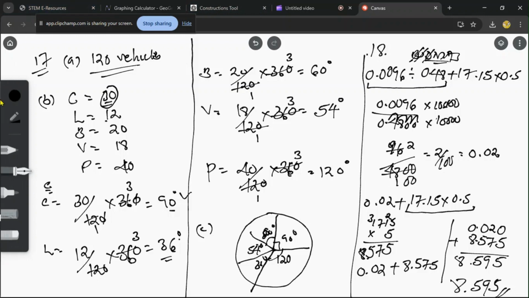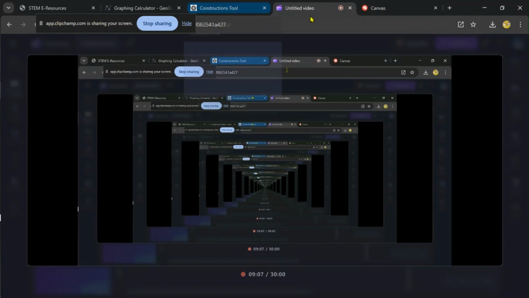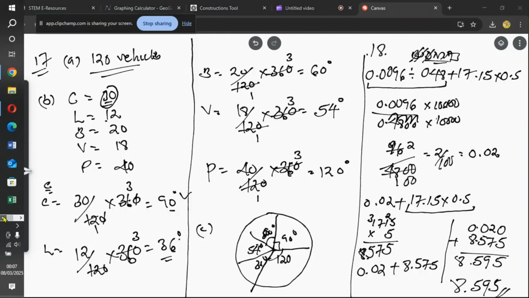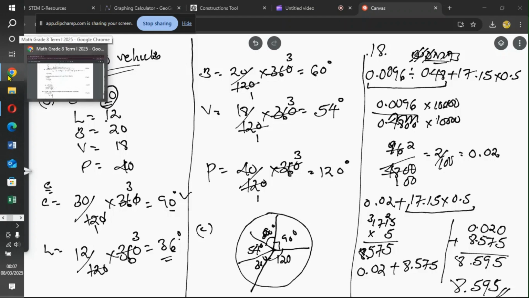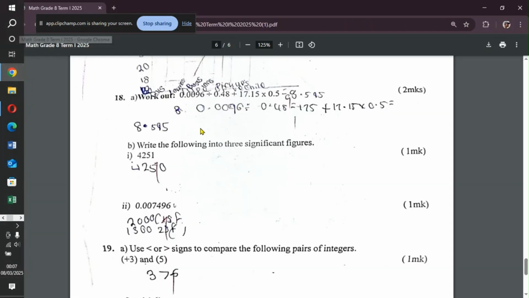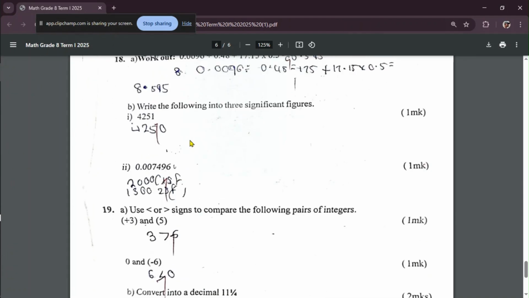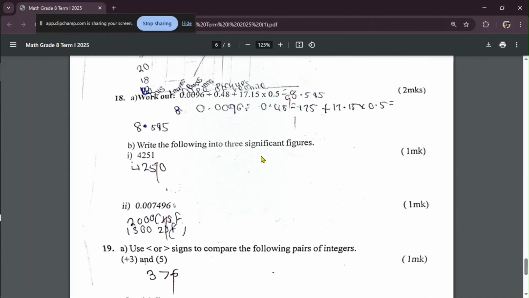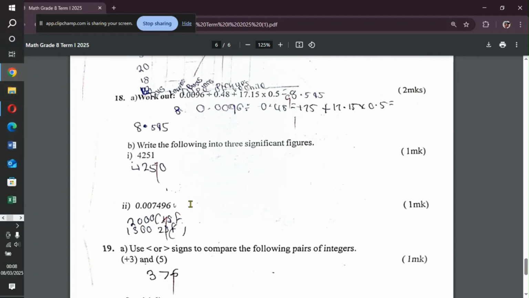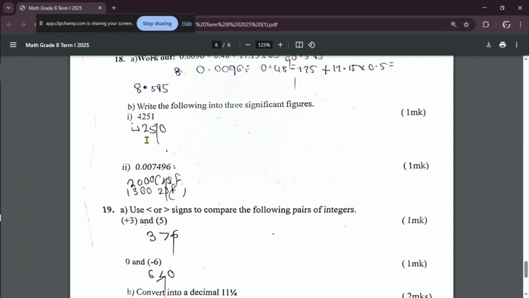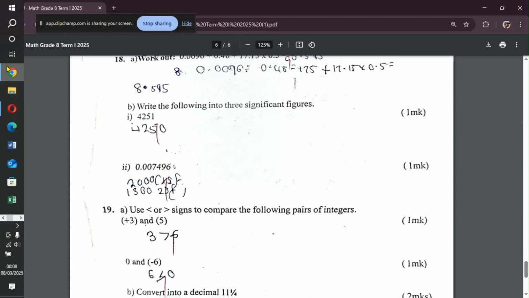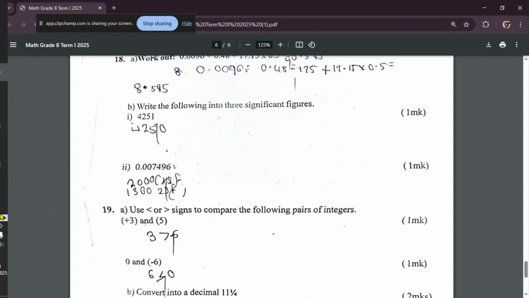The next question is, we read together. Write the following into 3 significant figures. So we have the first number, which is 4,251, and this is 0.007496.